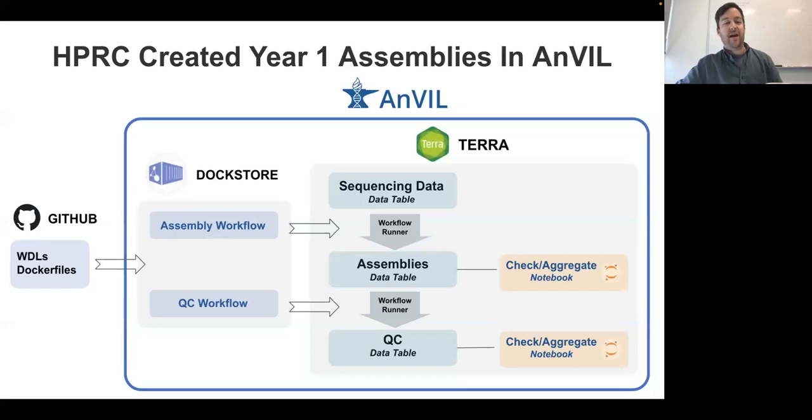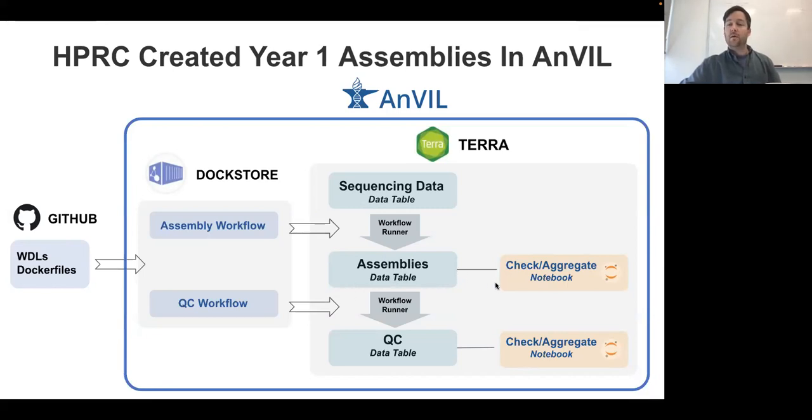Okay. So I actually really like this slide. This slide is showing how the HPRC used AnVIL for year one, very explicitly. So we write our WDLs and our Docker files in GitHub, and then we push them to Dockstore. The example I'm showing here is our assembly workflow and our QC workflow. We have our sequencing data, which is a data table that is publicly available, that I showed you earlier. And then we run the assembly workflow, which is again publicly available through Dockstore, with the WDL workflow runner. And that outputs assembly data. So it's input from a data table, output to a data table. So you've got all these assemblies.